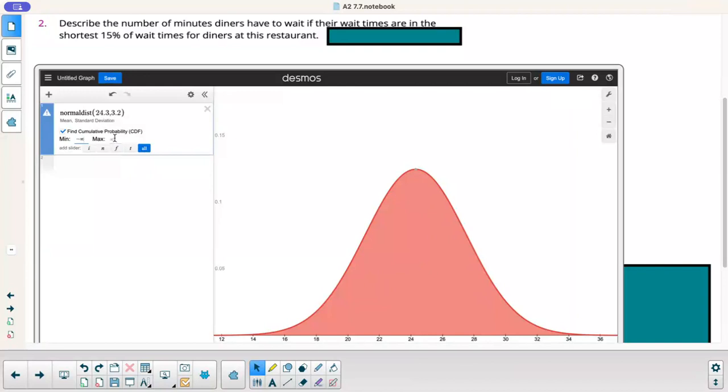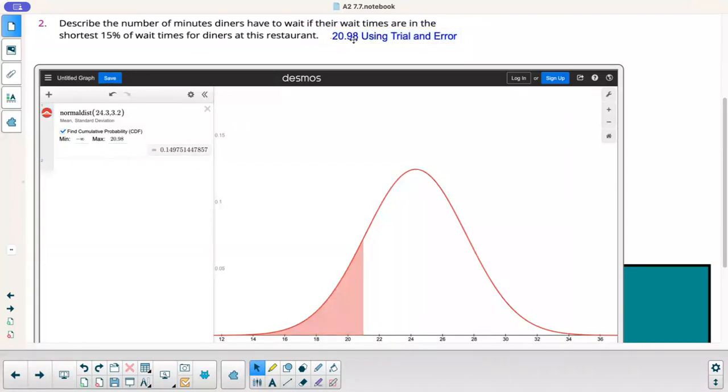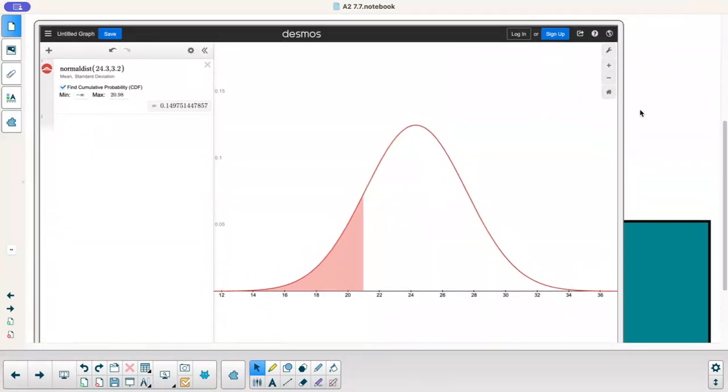So I don't know, I'm going to just start with 18. Not even close. So let's try 20. Not big enough. 21. That's pretty good. Maybe a little less, 20.8. No, 20.9. 20.95. A little bit more, 20.98. That's pretty close. And that's what I said there, 20.98. So I'm just going to trial and error until I get it.